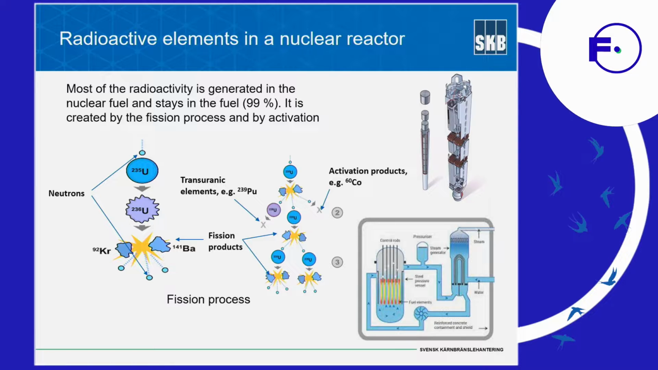The other neutrons could hit other material, for instance, iron in the water around the reactor and produce cobalt-60, or could hit a uranium-238 atom in the fuel and create transuranic elements like plutonium-239. The most important thing is most of the radioactivity stays in the fuel.